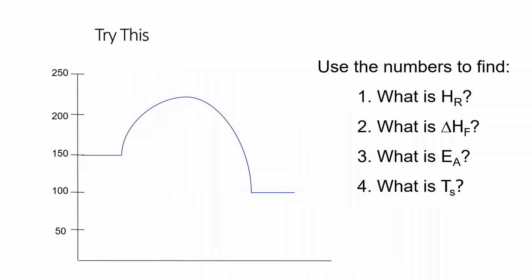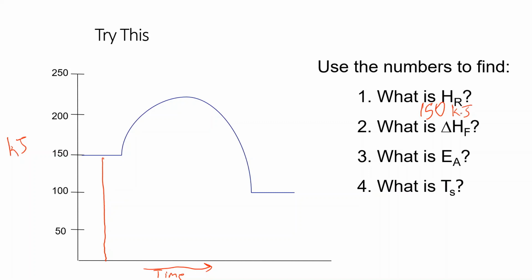So let's put some actual values to this. Let's just assume that this is in kilojoules, because usually that's what we'd be working with. We see here we have kilojoules, and this is as time goes by, as the reaction proceeds. We can put time or reaction pathway. So use the numbers to find what is H sub R. H sub R, again, is the enthalpy of the reactants. That's going to be the value right here. So it is 150 kilojoules.